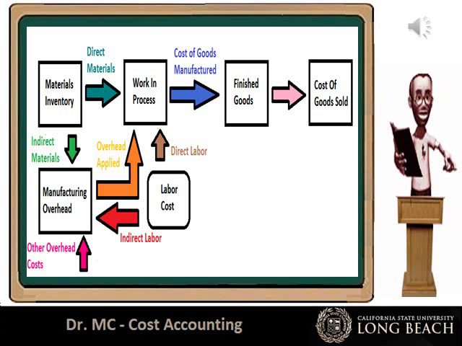Finished goods is also an inventory account. The cost of the goods completed in a given period is referred to as the cost of goods manufactured. When goods are sold, their cost is transferred from the finished goods account to the cost of goods sold account. This transfer is represented by the pink arrow.